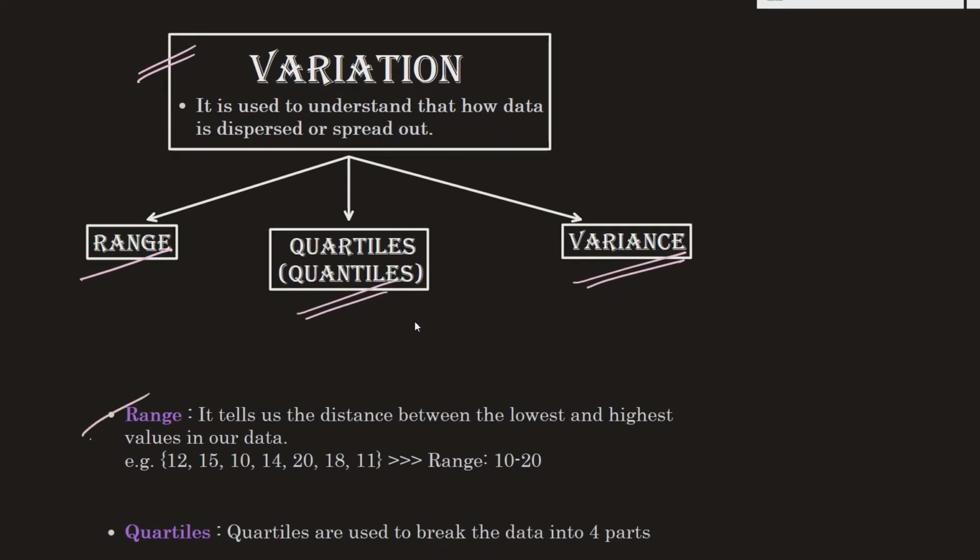So first is range, which tells us the distance between the lowest and highest values in our data. So let's say we have these 7 data points within our data set. If you observe, the lowest is 10 and the highest is 20, which essentially means that the range is between 10 to 20 for this particular data set. Very simple and straightforward.